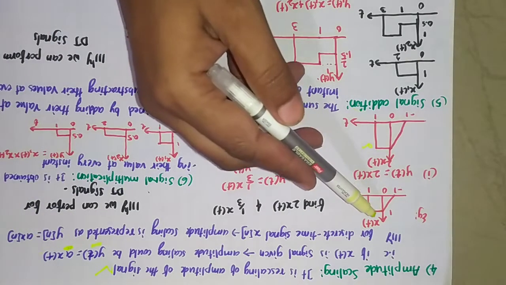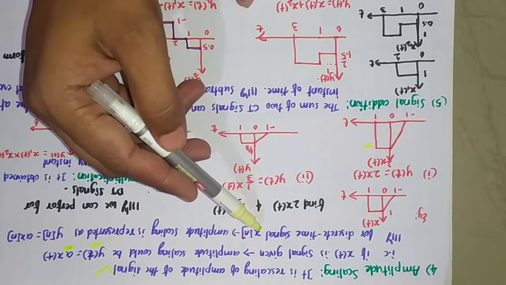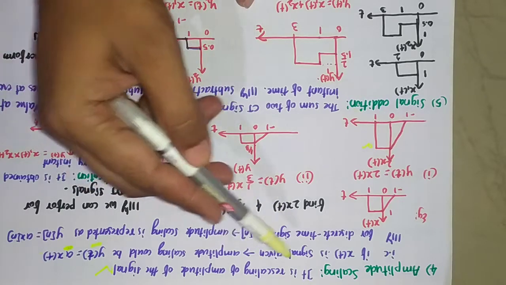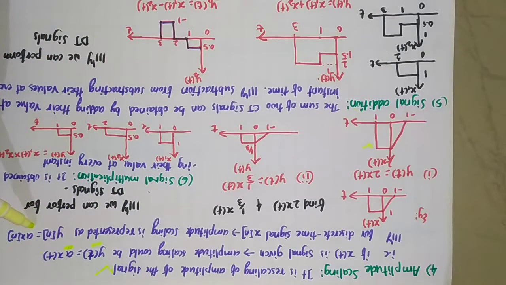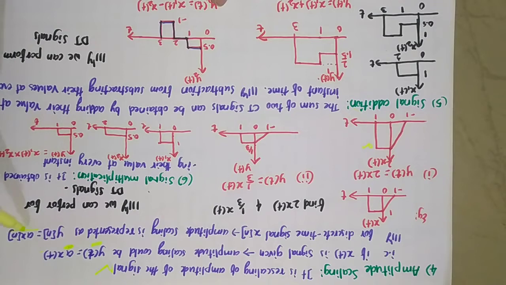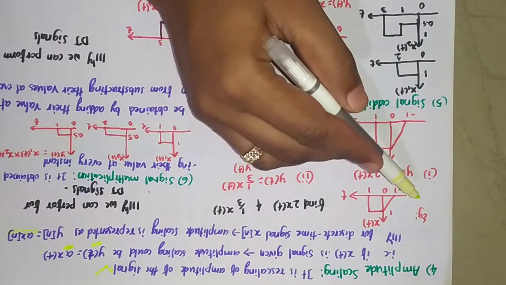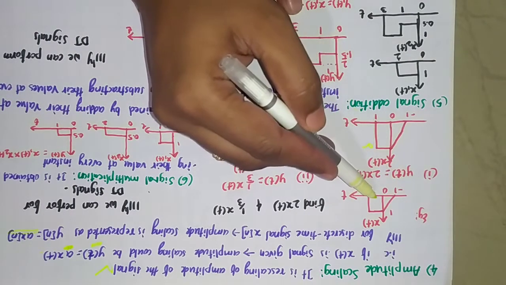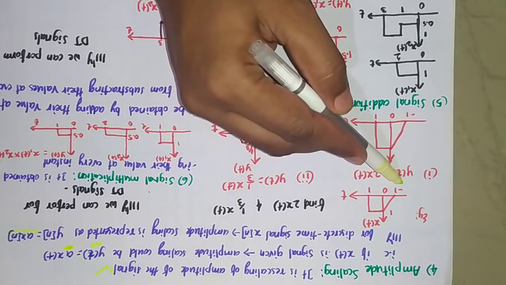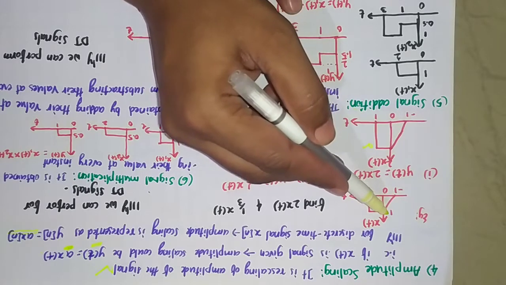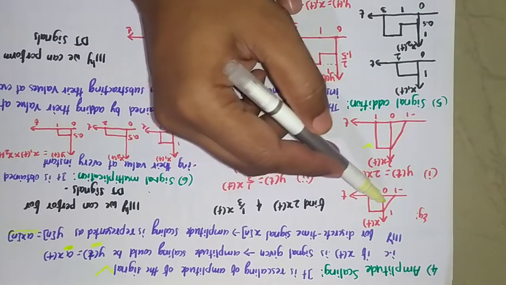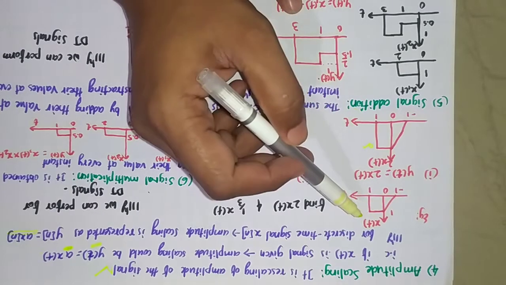Similarly, for a discrete time signal, if x of n is the discrete time signal and we apply amplitude scaling on it, it would be represented as y of n is equal to a into x of n. We will understand this by taking one example. Here is an example where x of t is given. It varies from -1 to 1 and the amplitude is 1, a simple combination of both the ramp and unit step function.